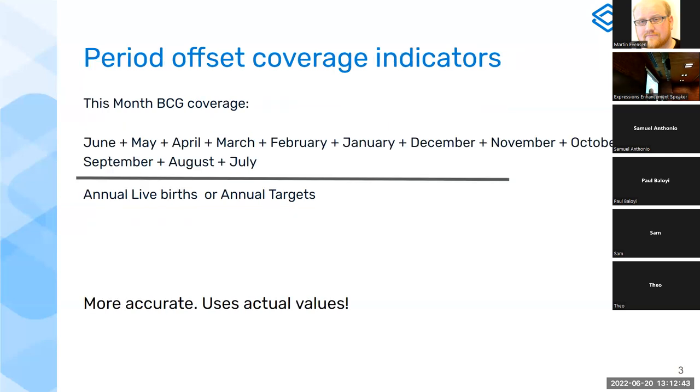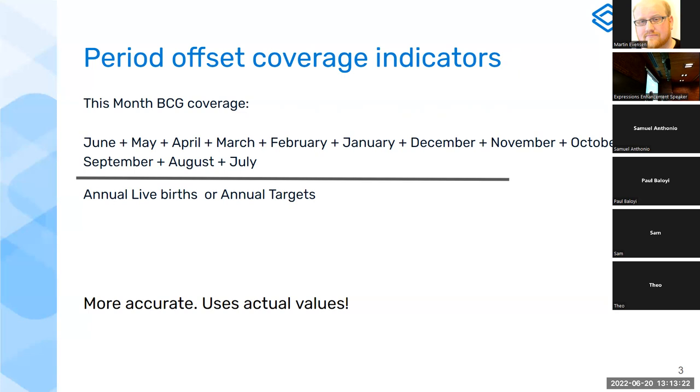Period offset essentially allows you to add up as many previous periods as you want. So you can say, I want this month and the previous 11 months in my numerator. Same data element, just moving back through time. And put that again over the live births or annualized targets. That doesn't change. The numerator changes to factor in all the previous months, while the denominator stays the same in this example.